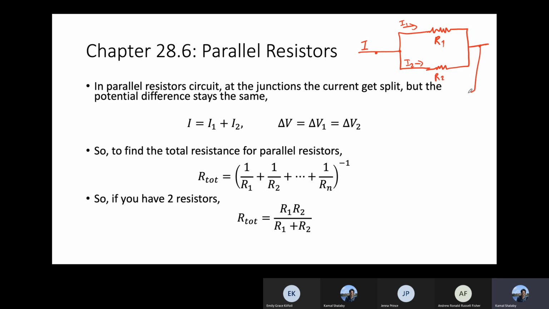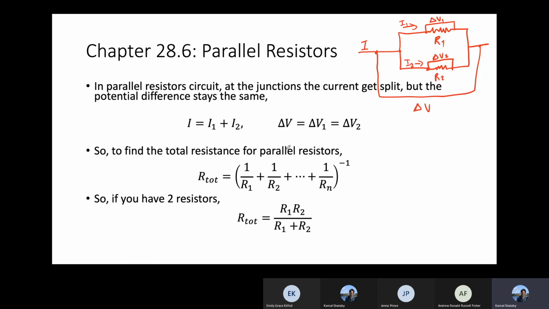The potential difference across these two points, let's call it just delta V, is the same as this delta V2 and the same as this delta V1. And this is what it's saying here. The potential difference across both of them is the same as across each individual one of them.